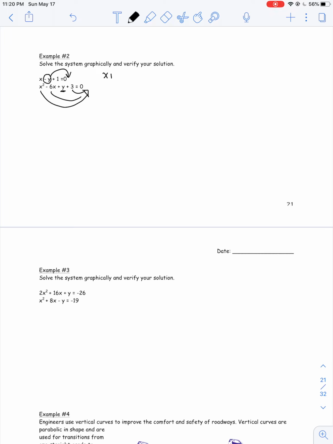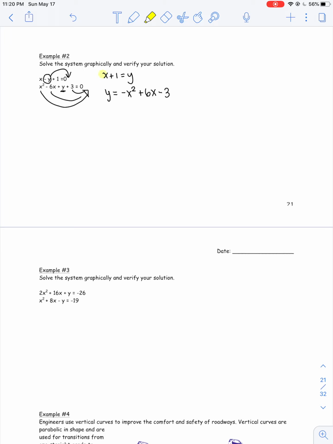So in the first case, we're going to have x plus 1 equals y, so that's one equation. The other one will be y equals, we're going to bring x squared over to become negative x squared, then positive 6x, and then minus 3 over. Okay, so that is what we're doing.